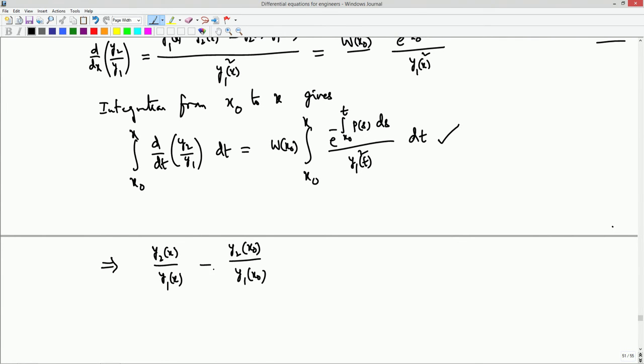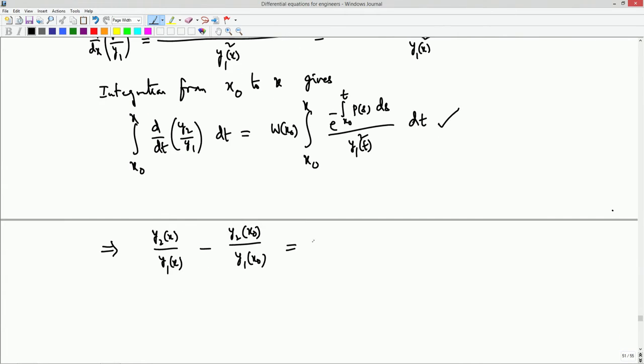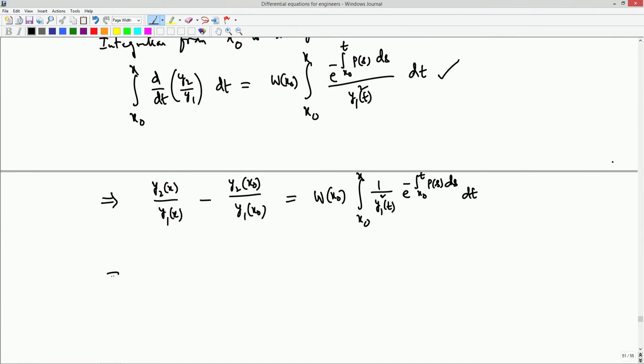What is this one? So, this is equal to w at x naught times the integral from x naught to x of whatever this function is: 1 by y1 square of t, e power minus integral x naught to t p s ds. This is a function of t, so you have dt. So, this is what you have. So, this implies y2 of x equal to, so this whole thing is a constant.